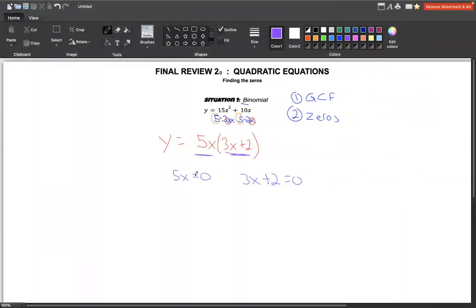Okay, now we're going to solve. So this one's pretty simple. Divide by 5, divide by 5. 0 divided by 5 is 0. So x equals 0 here. So that's one of my zeros.